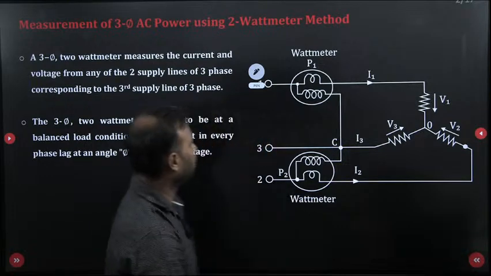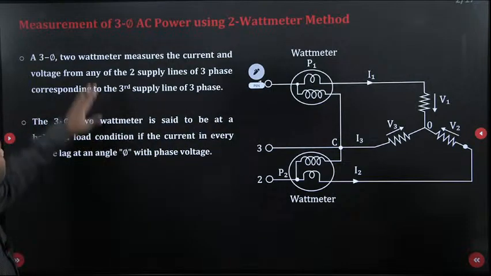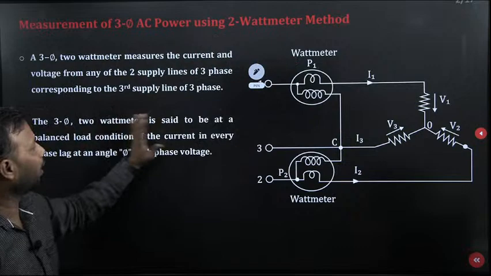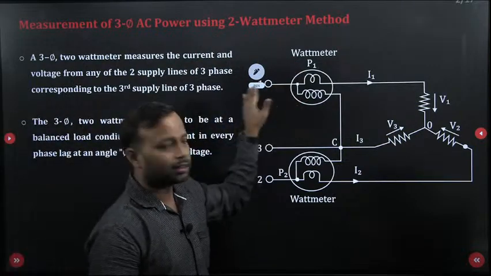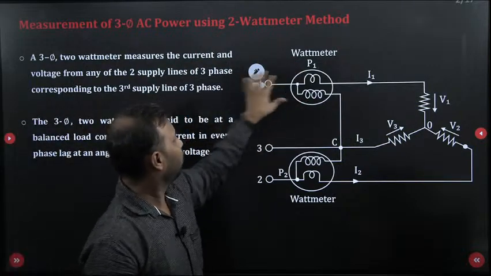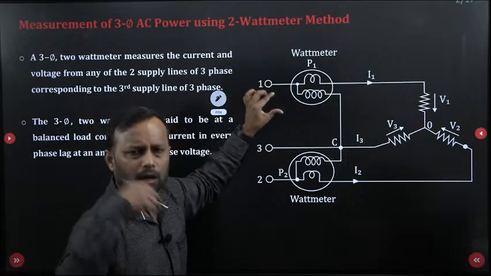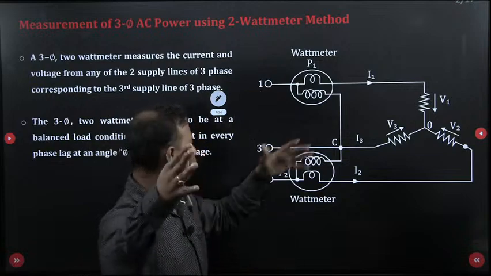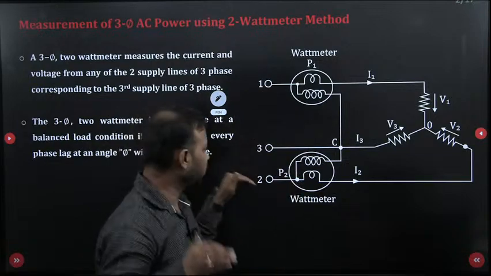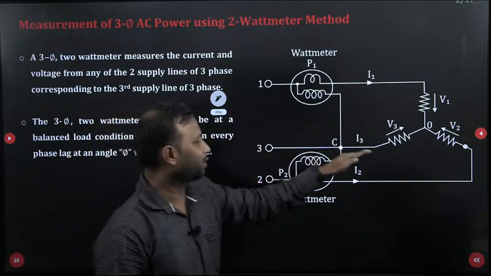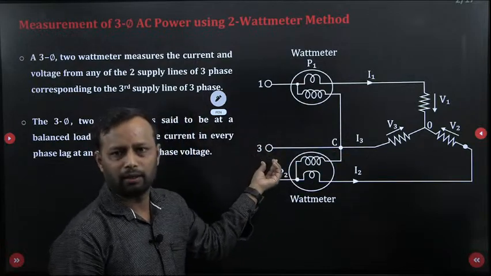Okay, so let us start with the topic, that is the measurement of three-phase power by using the 2 wattmeter method. Now if you see here, you are having the three-phase line. Phase A, which I named as 1 as per my convenience. You are again going to have another phase, which is phase B. Let me call it as 2. Phase C, which is the 3, the third line here.